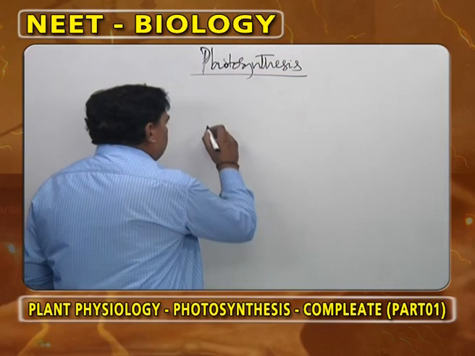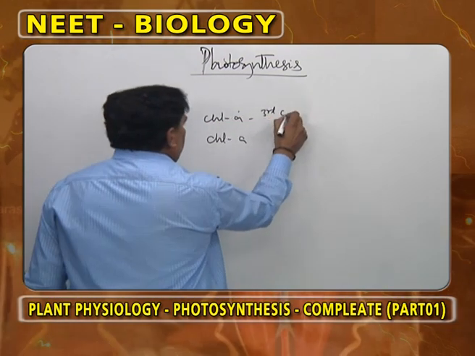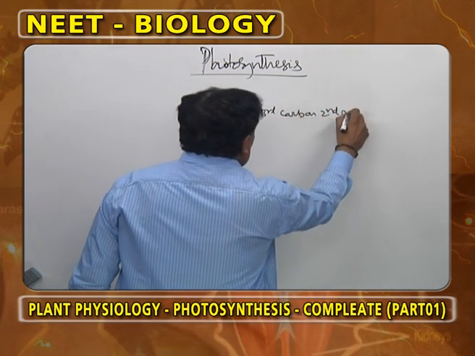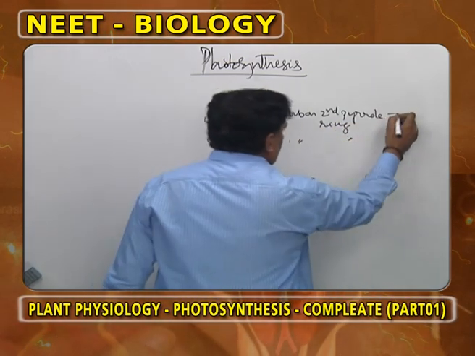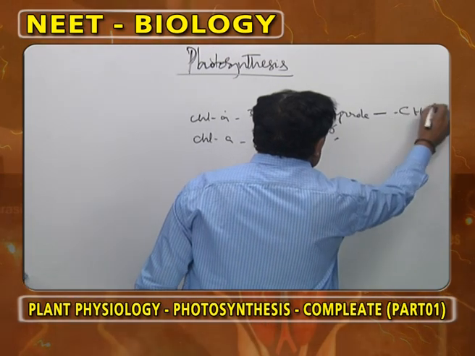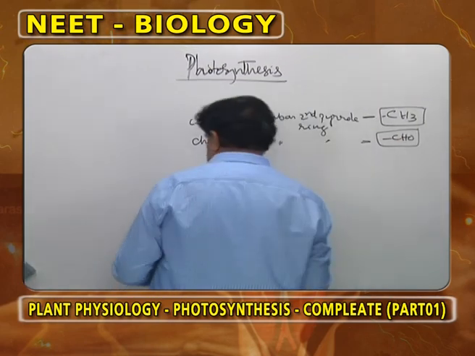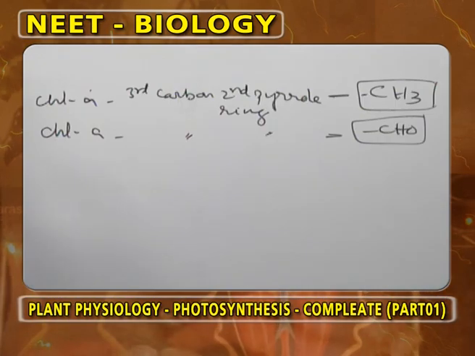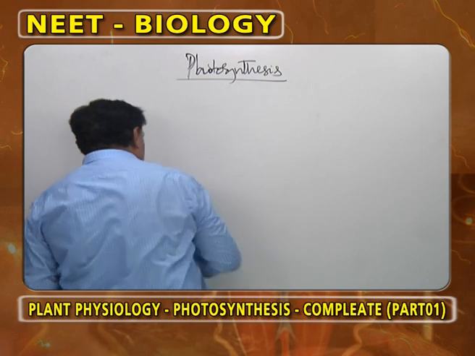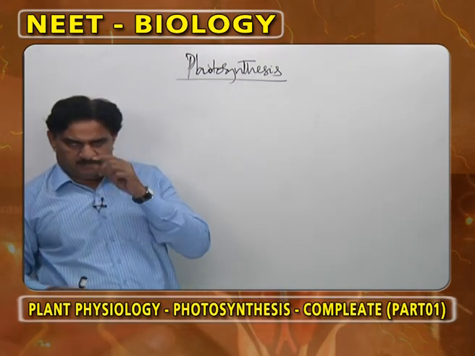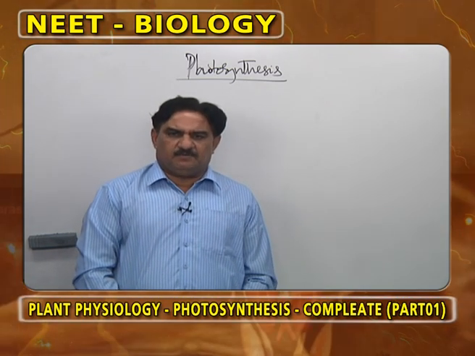What is the difference between chlorophyll A and chlorophyll B? It lies in the third carbon of the second pyrrole ring. Suppose the third carbon of the second pyrrole ring shows a methyl group, it is chlorophyll A. Suppose the third carbon of the second pyrrole ring shows an aldehyde group, it is chlorophyll B. So, if a methyl group is attached to the third carbon of the second pyrrole ring, it is chlorophyll A. If an aldehyde group is present in the place of the methyl group, it is chlorophyll B.